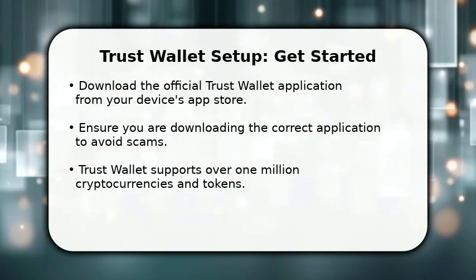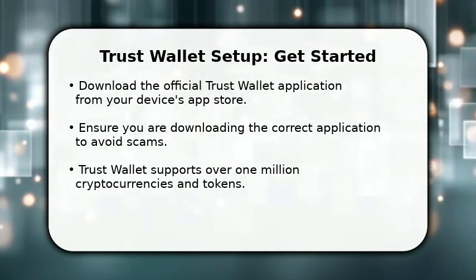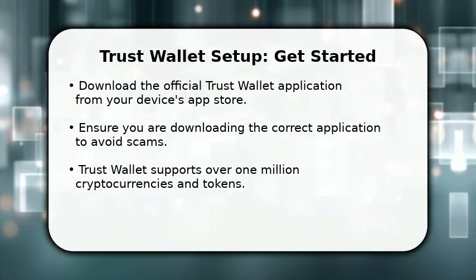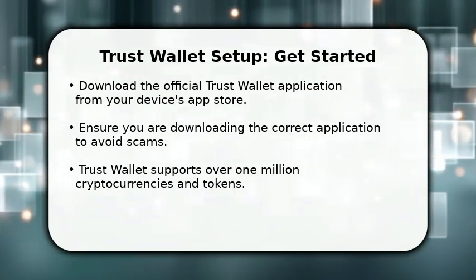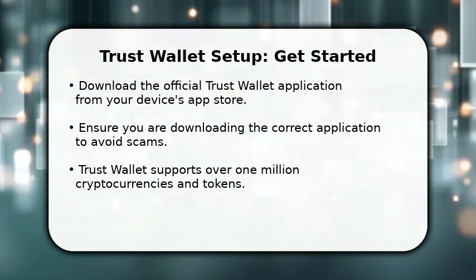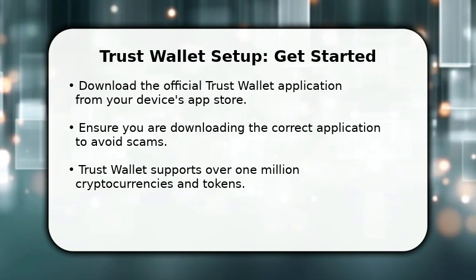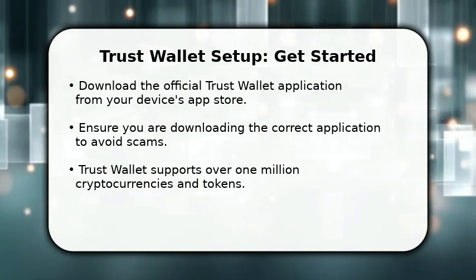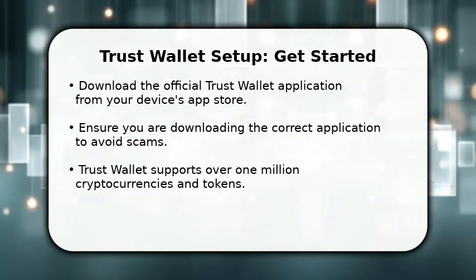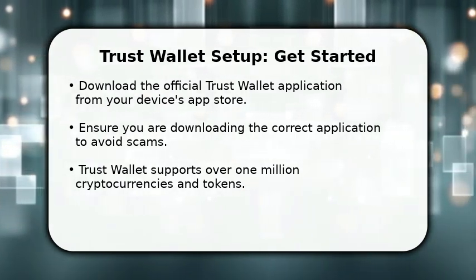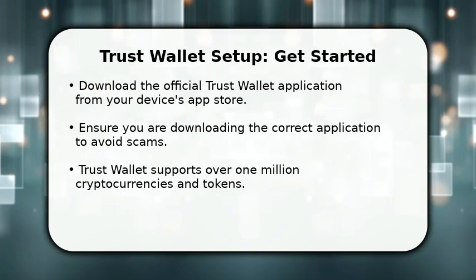Enjoy the video. In this video, I will show you how to register Trust Wallet. First, you'll need to download the official Trust Wallet application. Head over to your device's App Store, whether it's the Apple App Store or Google Play Store, and search for Trust Wallet. It's crucial to verify you're downloading the legitimate app to protect your assets. This secure wallet supports over 1 million cryptocurrencies and tokens, offering broad compatibility for your digital assets.